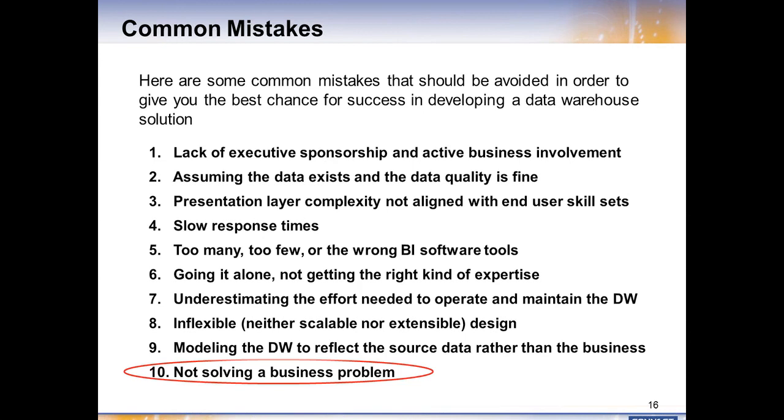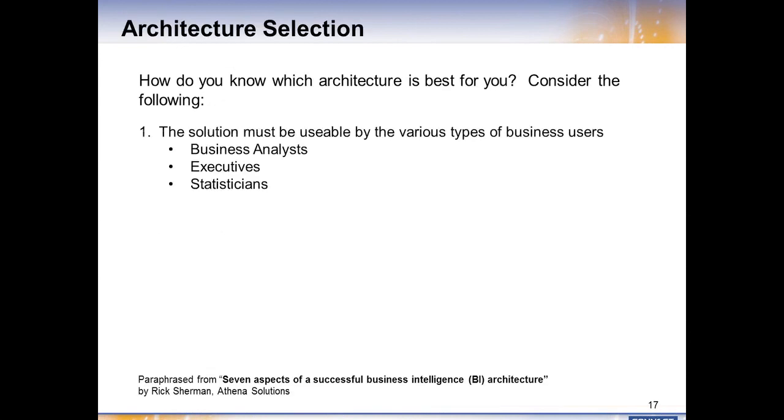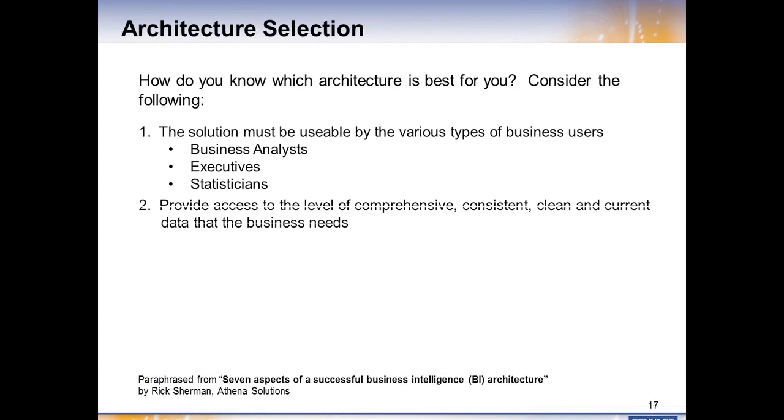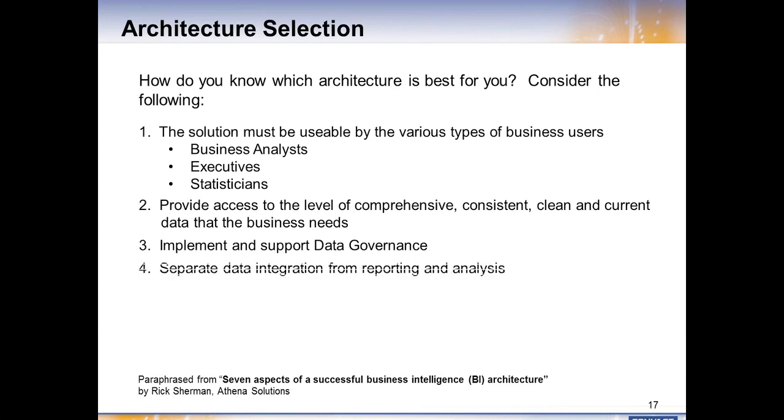Modeling the warehouse to reflect the source data rather than the business. The source data is built the way it is to support a particular operation. The data warehouse needs to be designed to support what the business needs. So make sure that's how the warehouse is designed. And then finally, the big one, not solving a business problem. If you build this warehouse and you cannot point to a business problem that was solved, it may not be a good situation for you. So be sure there's a business problem identified and solve that problem.